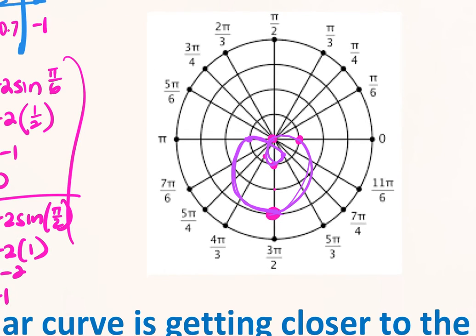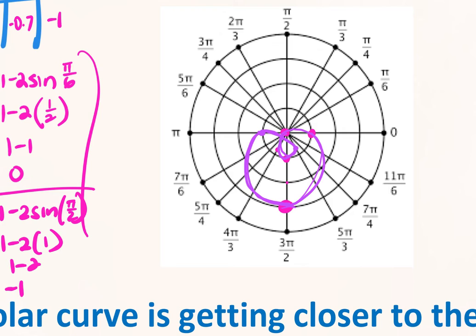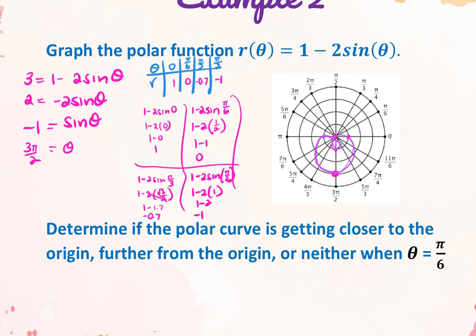Okay. So now it wants you to determine if the polar curve is getting closer to the origin or further from the origin, or neither, when theta is at pi over 6. So I need to know the behavior that leads into pi over 6. So what happens before pi over 6, and then what's happening at pi over 6. So I want to know the motion before it, okay? Because at a single point, obviously, you're not going to get motion.